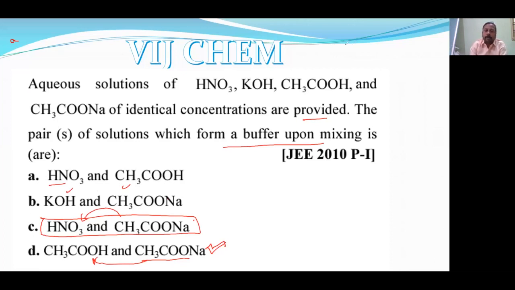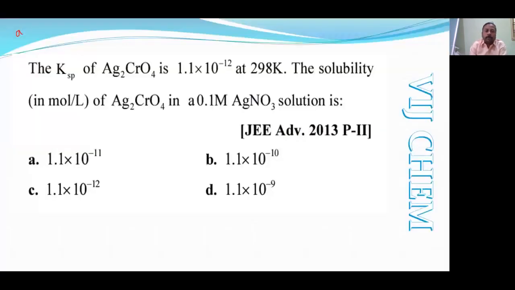Now let's see the next question. Here the Ksp of Ag2CrO4 is given. Then find the solubility of Ag2CrO4 in 0.1 molar AgNO3. This is a question of common ion effect. Once an exam had this, I think it was KCET, where they changed this mole into gram per liter, so that will be different. In gram per liter, you will use the molecular mass. Anyhow, it is JEE Advanced 2013 Paper 2. But here it is not gram per liter, it is mole per liter only.